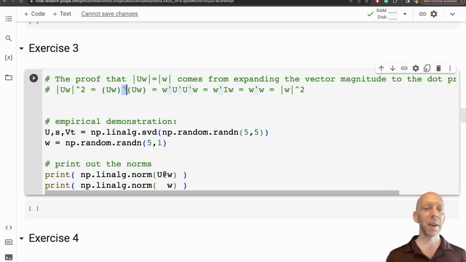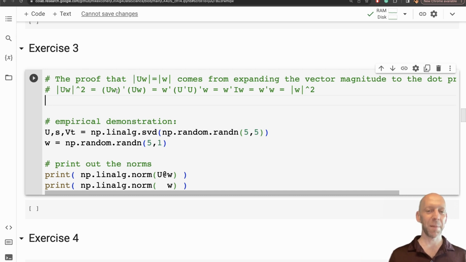And when we apply the transpose operation to this matrix vector product, of course, we apply the LIVE EVIL rule, and that gives us W transpose U transpose times UW. And here the idea is that instead of thinking about these two matrices paired and these two matrices paired, you think about U transpose U like this. And then, of course, this is the identity matrix. And so that gives us W transpose W, which is the magnitude of W squared. All right, so that is the proof in theory.